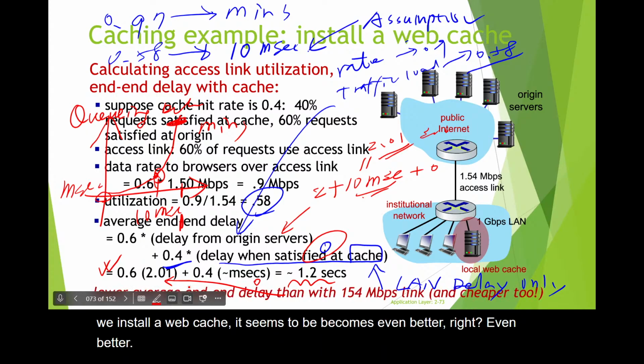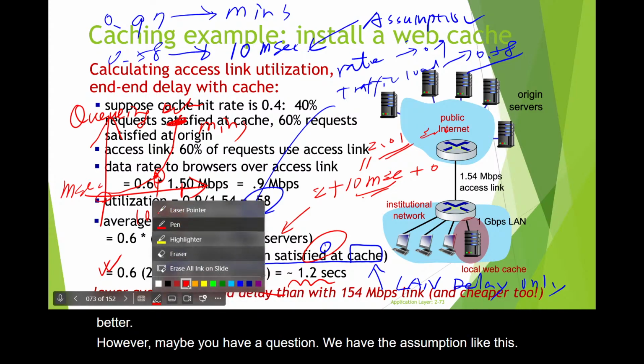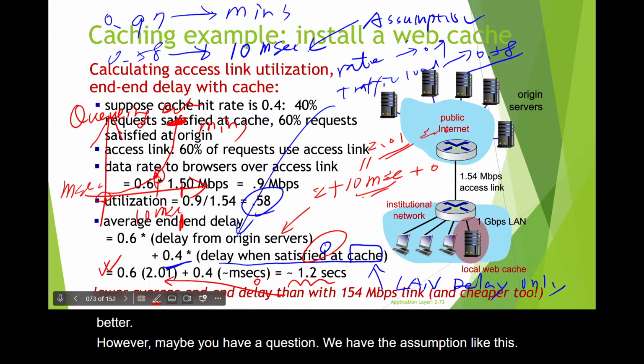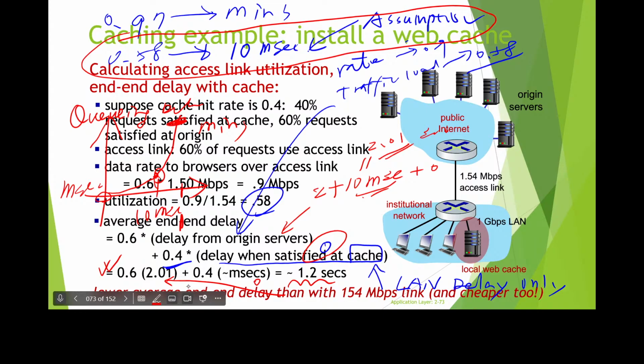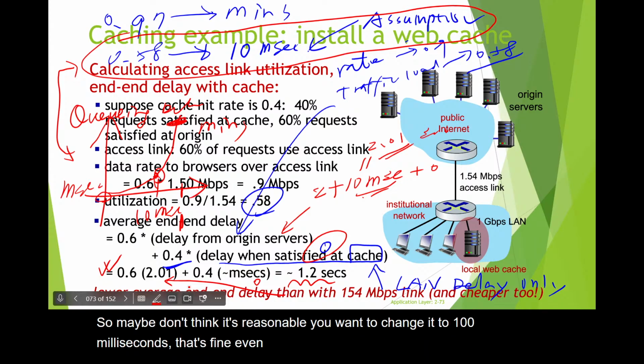However, maybe you have a question. We have the assumption like this, and actually based on the curve. So maybe you don't think it's reasonable. You want to change it to 100 milliseconds. That's fine. Even with 100 milliseconds, the current end-to-end delay is lower than the previous 2 seconds.